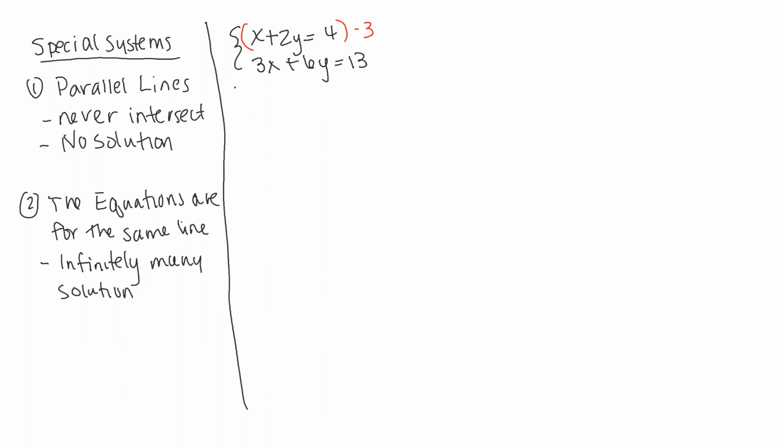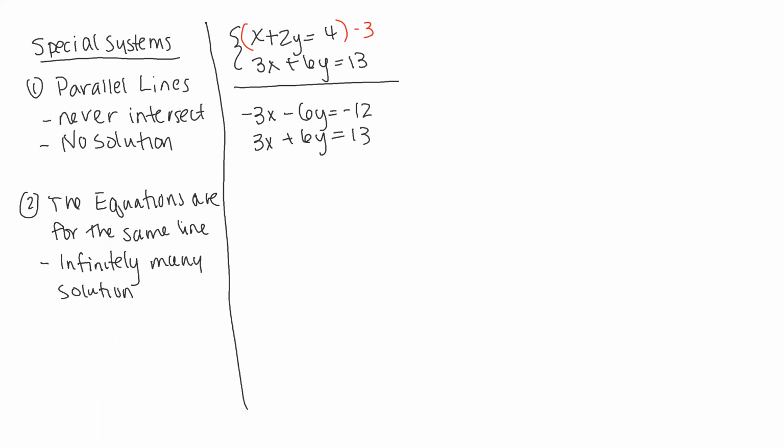We're going to just rewrite the whole system. In the first equation, everything gets multiplied by -3. So -3 times x is -3x. -3 times 2y is -6y. And then -3 times 4 is -12. The second equation, we don't have to do anything with it, so we'll just write it down.